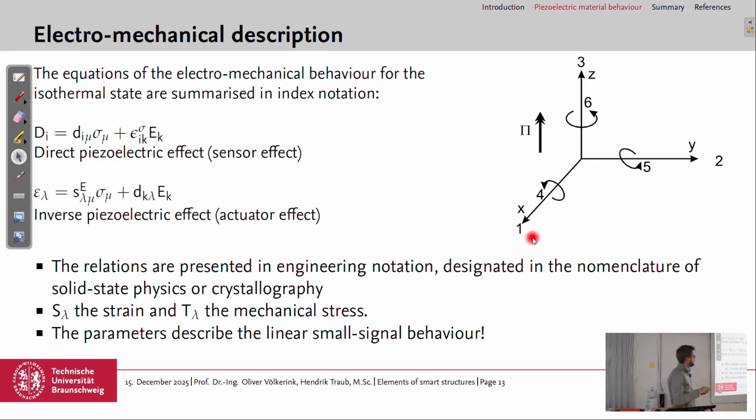And we have the coordinate system here. So x-axis is the 1 direction, y-axis 2 direction, and in thickness z or 3 direction. We have the rotations around the 1, 2, and 3 axis, 4, 5, and 6. And most of the time we define that the electrical field goes in the 3 direction. So we will have a look at in total 3 different effects, but most of the time the electric field or the polarization direction is defined as in the thickness direction.